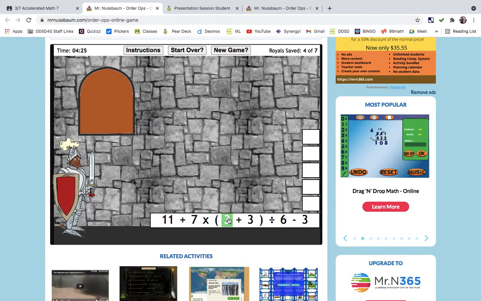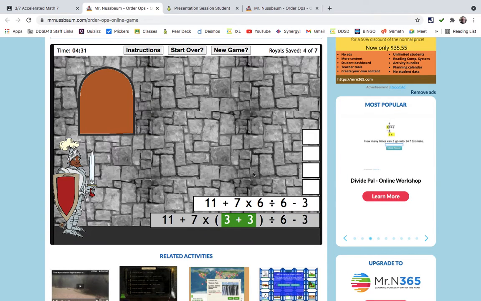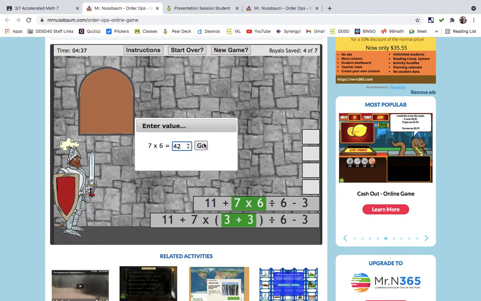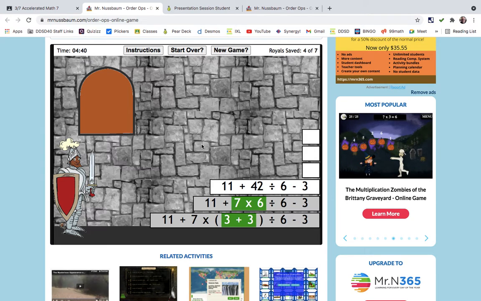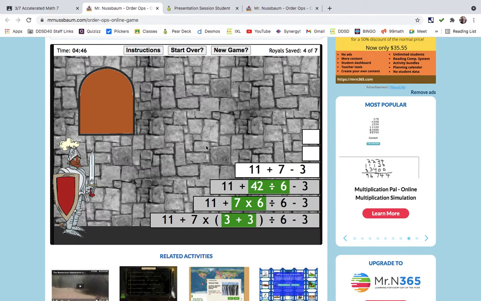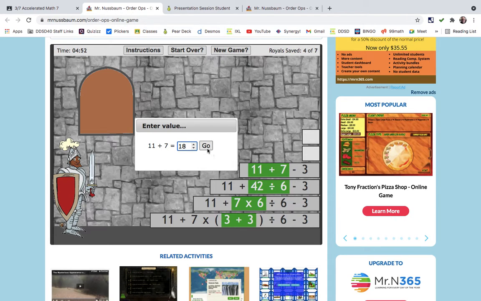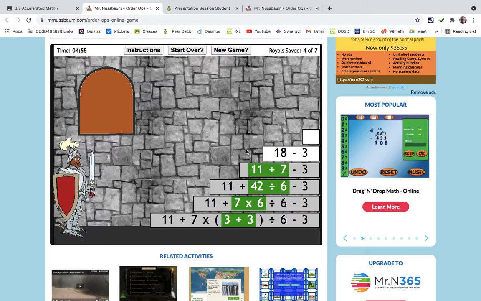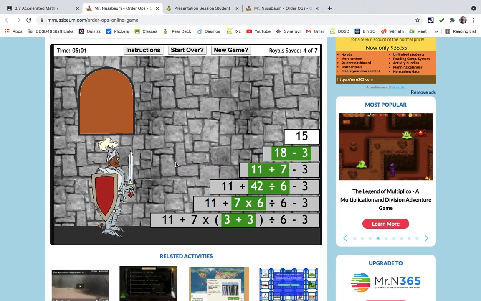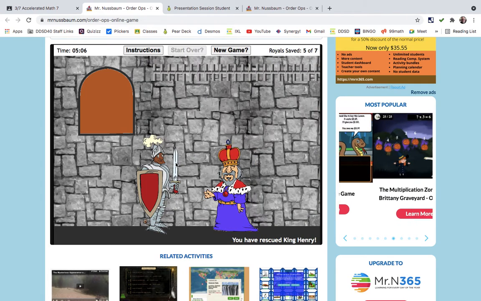All right, I'm going to do what's in parentheses first. That's 6. And next, I'm going to do this multiplication because it came up before to the left of the division. Now I'm going to do the division. Then addition, subtraction, left to right. See who I rescue this time. King Henry.